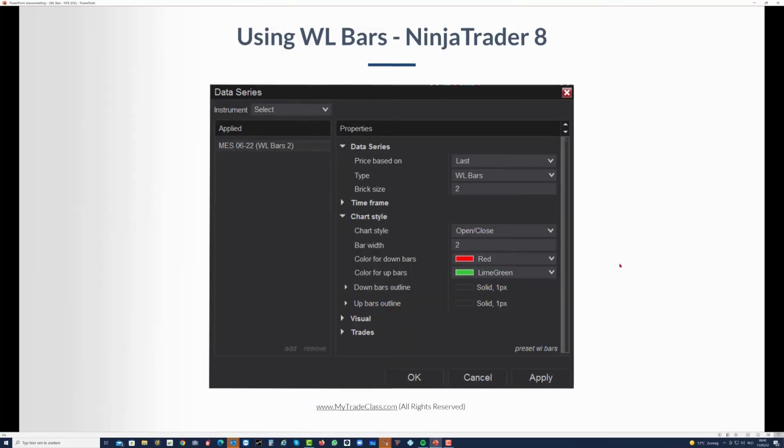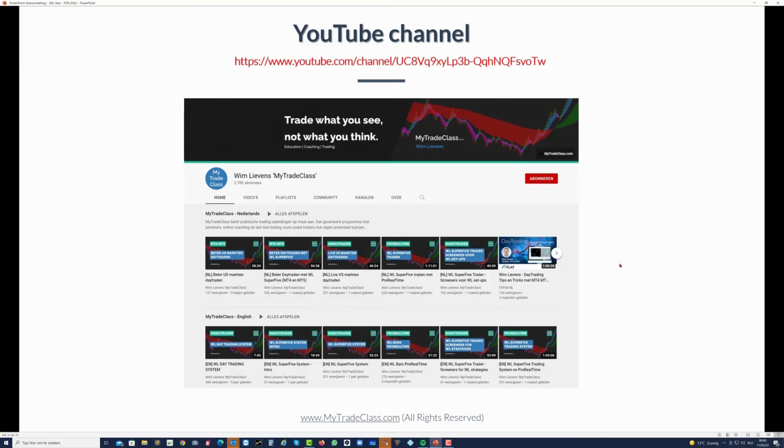I hope you like it. So here is another image of the data series where everything is. People who know NinjaTrader 8, superb platform, they will know how to do this. It's very easy.